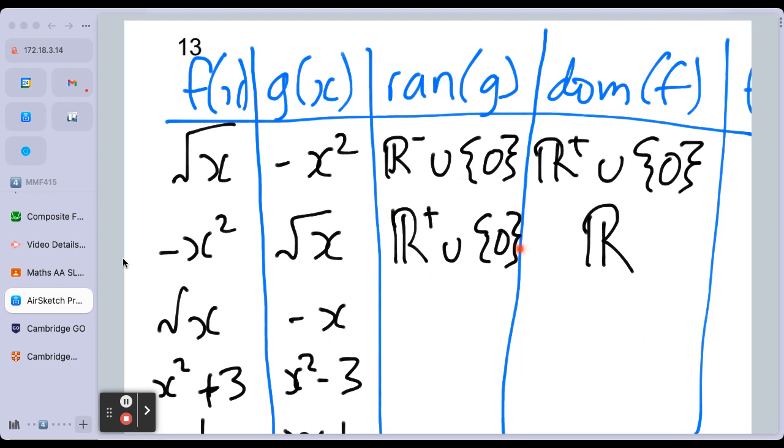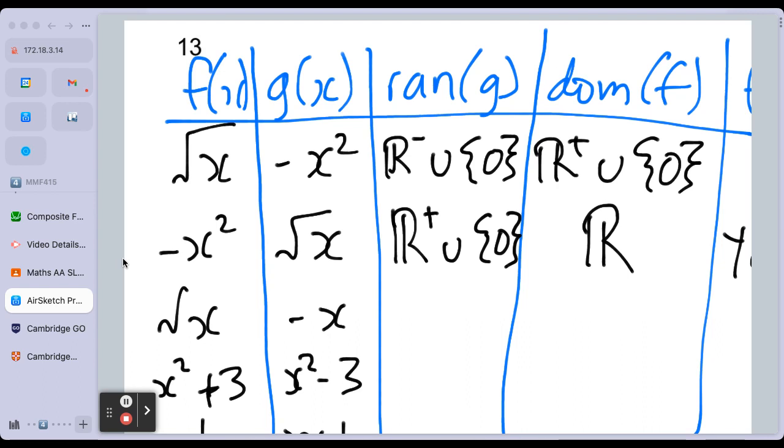Now, is there any number in here that doesn't fit in here? No. Every number that is real and positive or 0 is also just a member of this real set. So the range is, I know you can't quite see it off the screen, a subset of the domain, and so the answer is yes.